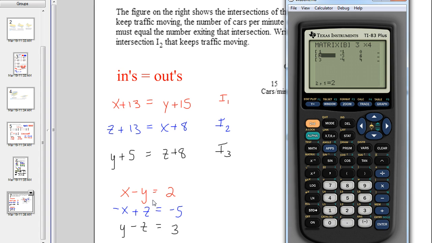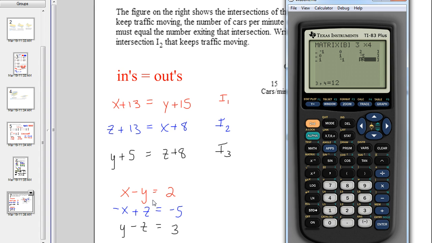Alright, and then a negative 1 for x. There's no y in this one. 1 for z, and negative 5. Alright, and then there is no x again. 1 y, and negative 1 for z.